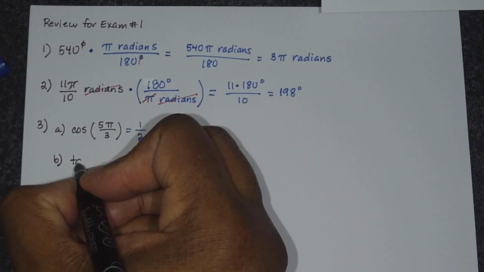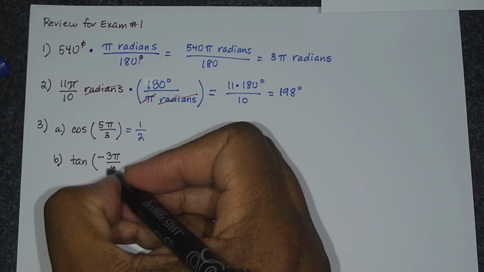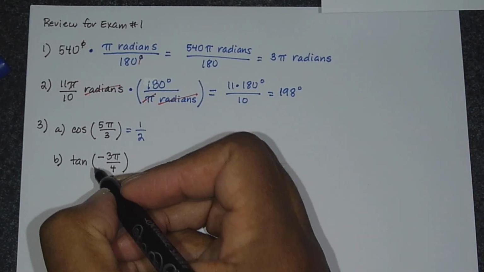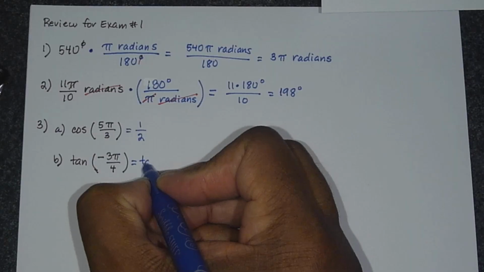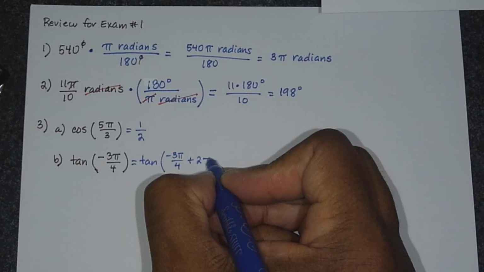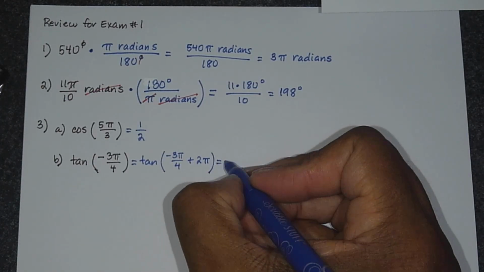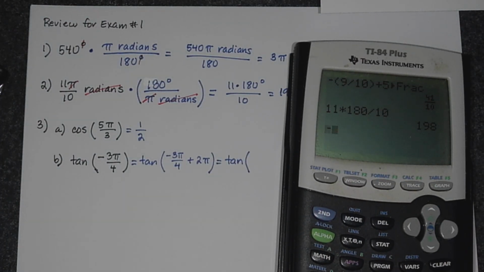Now, part B, we got the tangent of negative 3 pi over 4. Add 2 pi, and that would help you get a positive angle for that. So if I take that negative 3 pi fourths and add 2 pi to it, this will be the tangent of, let's see, negative 3 fourths plus 2, and then do the math key, number 1 for fraction. This will be 5 pi over 4.